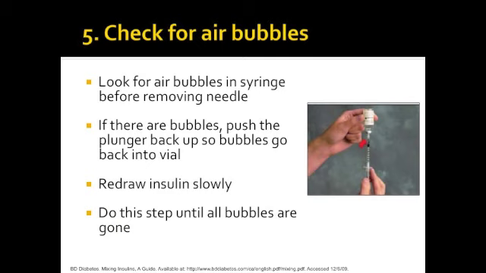Before taking the needle out, check for air bubbles. If bubbles are present, it means that air is taking the place of where insulin would be, so that your insulin dose would be too low. To get the bubbles out, push the plunger back up so that the insulin is going back into the bottle. Do this step until all of the bubbles are gone from the syringe, then redraw more insulin slowly.